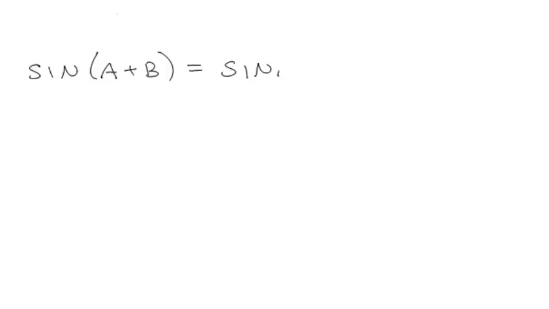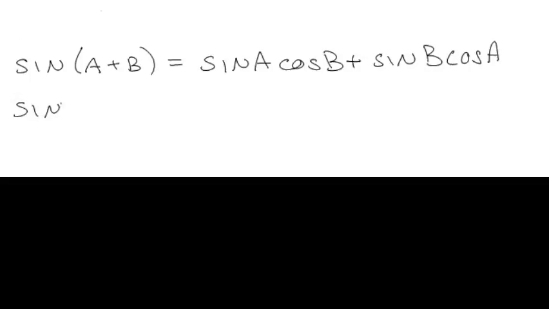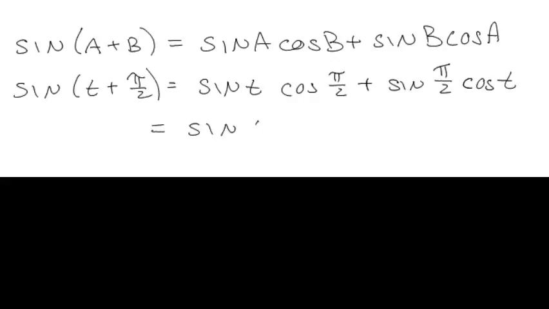So if I have sine of A, cosine of B, sine B, cosine of A. So for example, in one of these up here, if I had the sine of t plus pi over 2, I'd be like, okay, so that's the sine of t, cosine of pi over 2, and then the sine of pi over 2, cosine of t. And then you go, okay, sine of t, cosine of pi over 2, that's 0, and then sine of pi over 2 is 1, cosine t, so that's just equal to cosine t, which is in fact the same thing that we got.